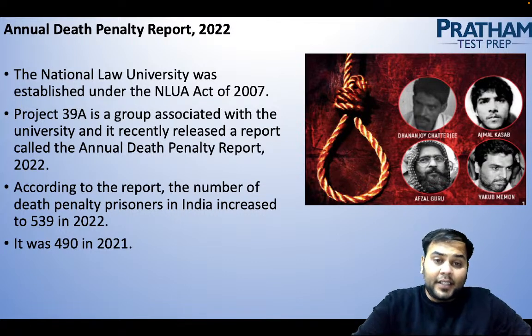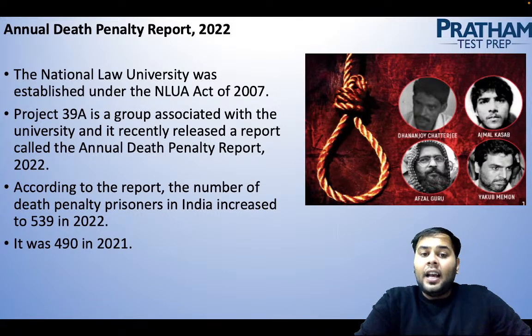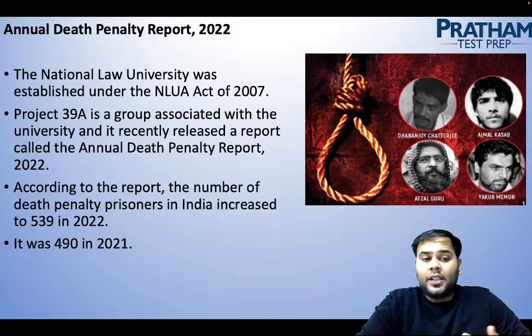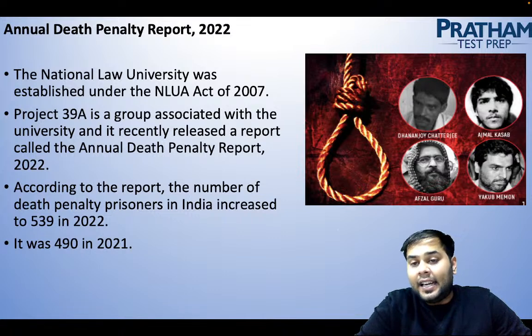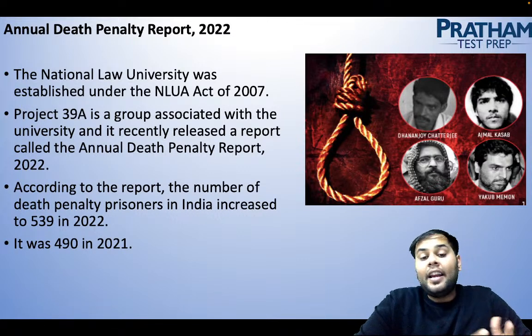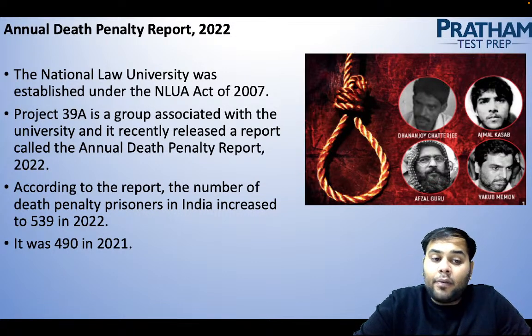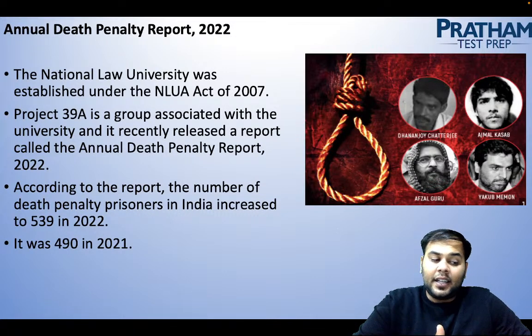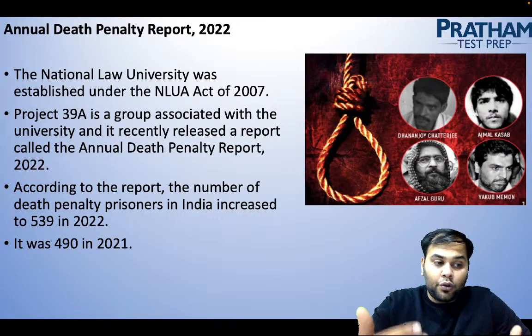The National Law University, established under the NLU Act of 2007, has a group associated with it called Project 39A, which has recently released a report called the Annual Death Penalty Report of 2022. You can see the number of death penalty prisoners in India has increased to 539 in 2022, and it was only 490 in 2021. So we can see that there is a bit of an increase in the crime rate of the country also. That's why this annual death penalty report is very, very important for you to know.